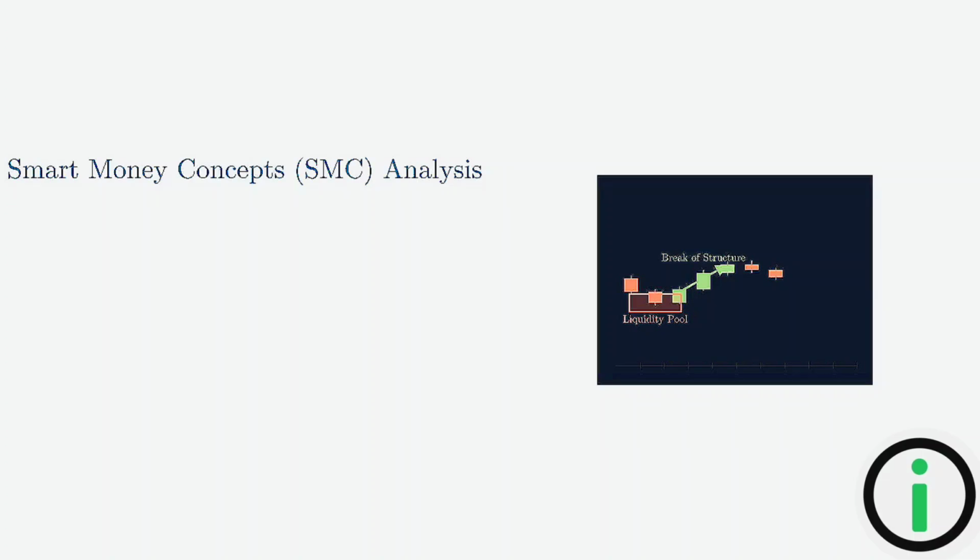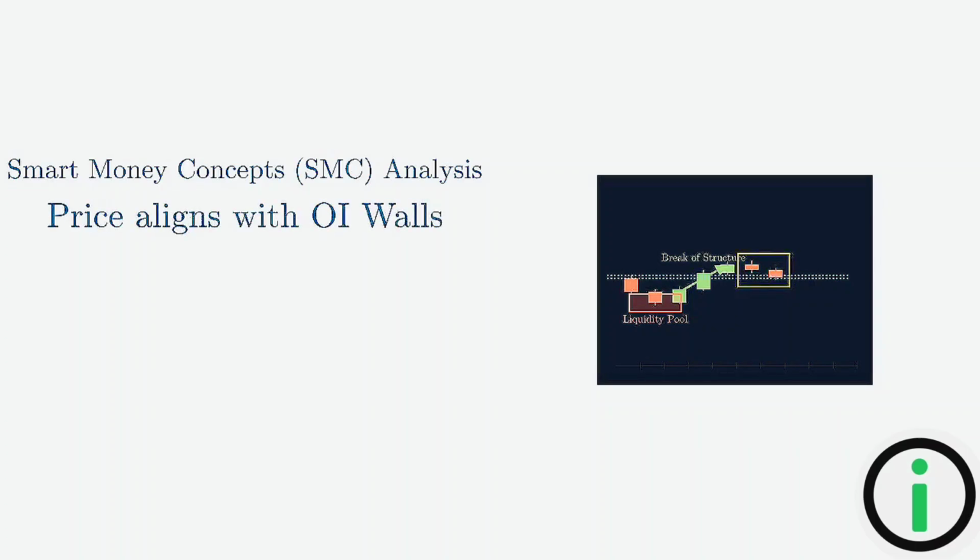Since that high, we've seen a pullback. Currently, the price is consolidating right at the 24,000 to 24,200 zone. Notice how this technical consolidation aligns perfectly with the OI walls we just analyzed.